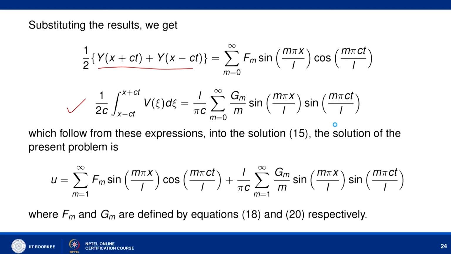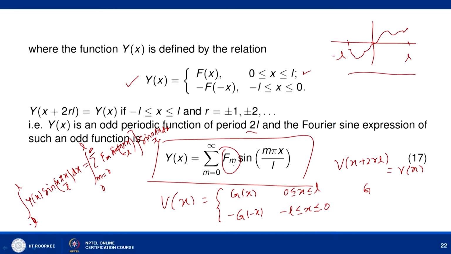So, here we simply use the expression y of x as this, and when you have this, you can write f of y of x plus ct as the sum from m equal to 0 to infinity of f_m sin of m pi (x plus ct) by L. Similarly, you can write y of x minus ct and then simplify. Then you can use the sin of a plus b plus sin of a minus b formula, and you can get the series expression like this.